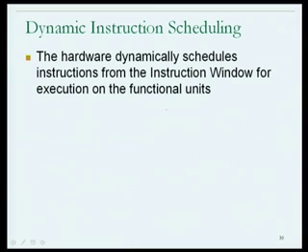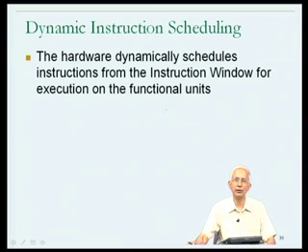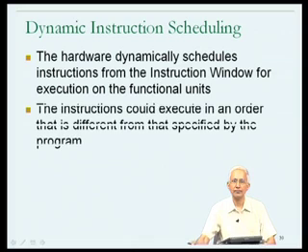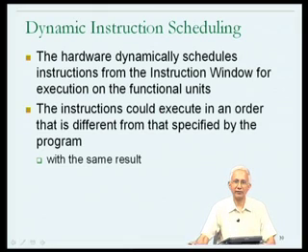Right? So the hardware dynamically schedules instructions from the instruction window for execution on the functional units, and hence the instructions could execute in an order that is different from that specified by the program. In general, the reordering must be done safely. So the consequence of executing the instructions in this different order should not result in a different outcome of the program. So that checking for independence of instructions is important. But we should note that the order in which the instructions execute could be different from that specified by the program. I mean, the result should be the same.